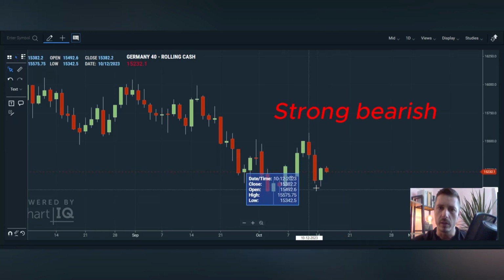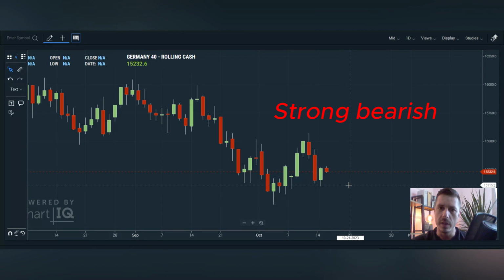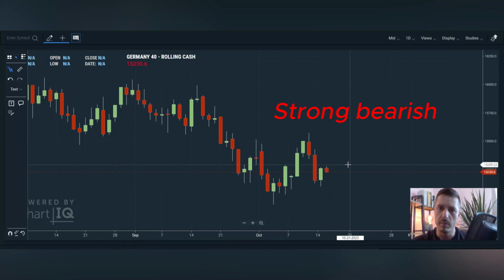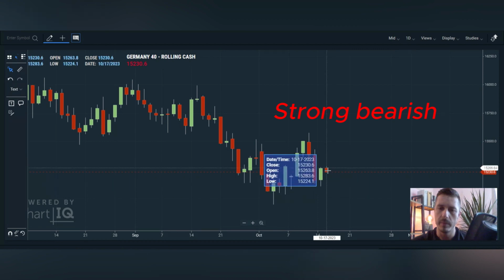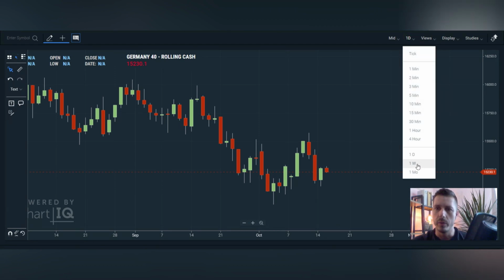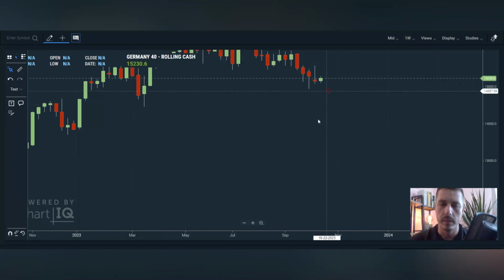In order to have a bearish day, we need to lose this low, a fully bearish day, which is 15,120. But also it could take out this low and turn back up. Yeah, this is a daily candle. But let's go to the weekly chart.